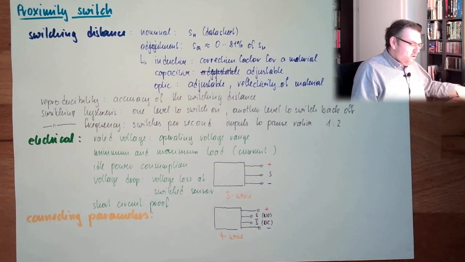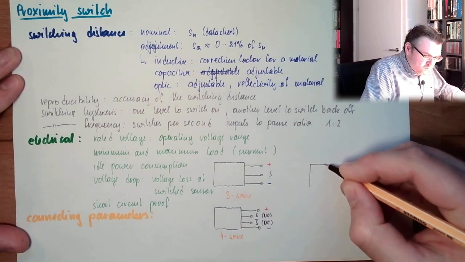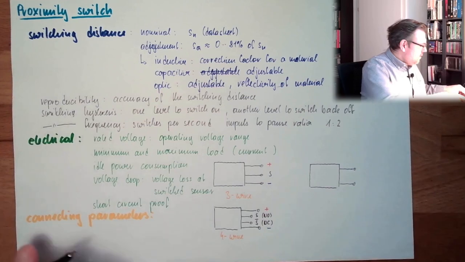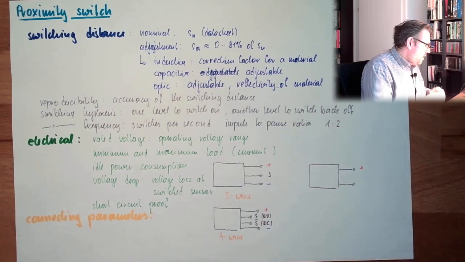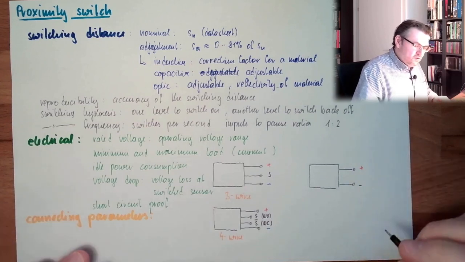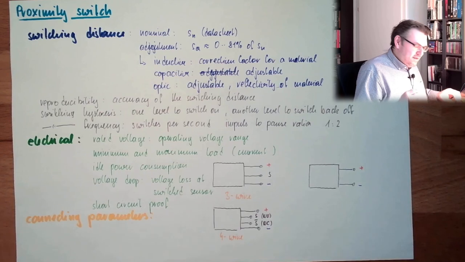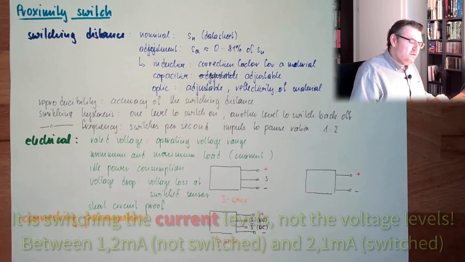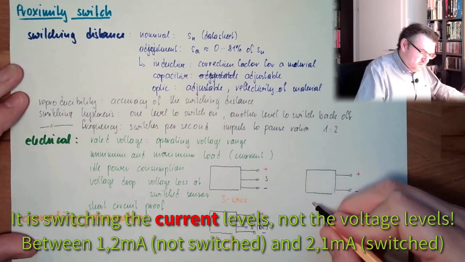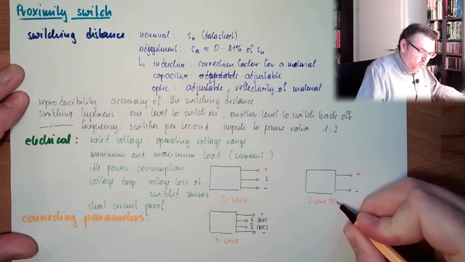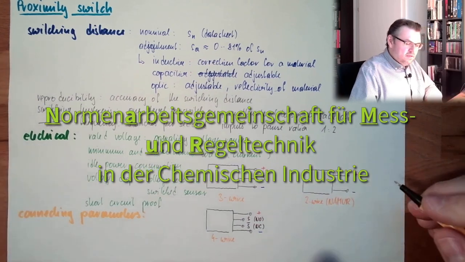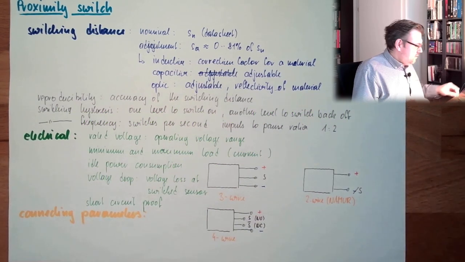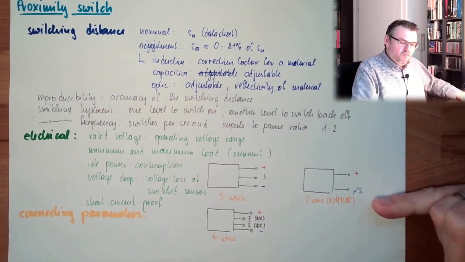And there are also sensors out there with a two-wire connection. Now it's getting interesting, because how should that work? So we have plus here, and minus here. It's switching between voltage levels. This is called two-wire or Namur. So this is not really minus, this is the signal output. So this is switching between different voltage levels.